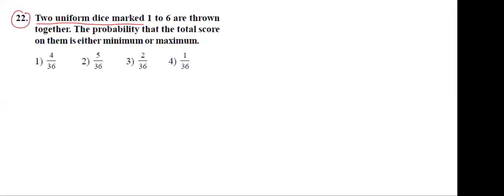Next 22 question. Two uniform dice marked 1 to 6 are thrown together. So that means two dice are rolled. What is n of S, students? 6 square, that value should be 36. The probability that the total score on them is either minimum or maximum. If two dice are rolled, minimum sum is possible with 1 comma 1. Maximum sum is possible with 6 comma 6.